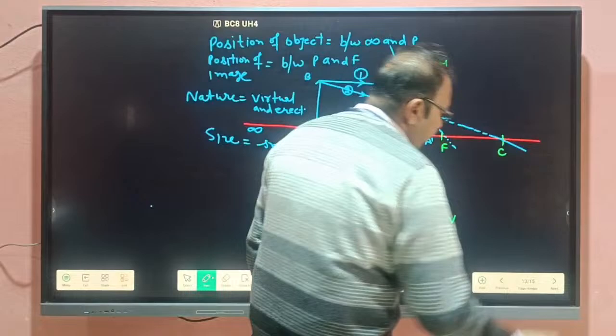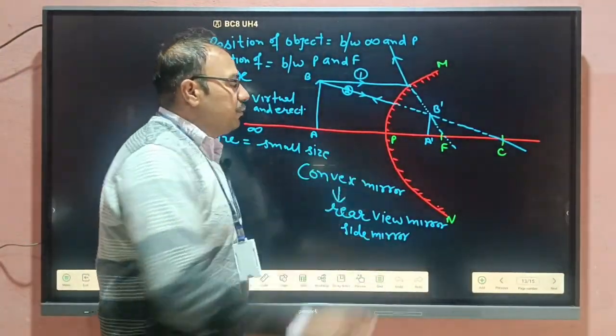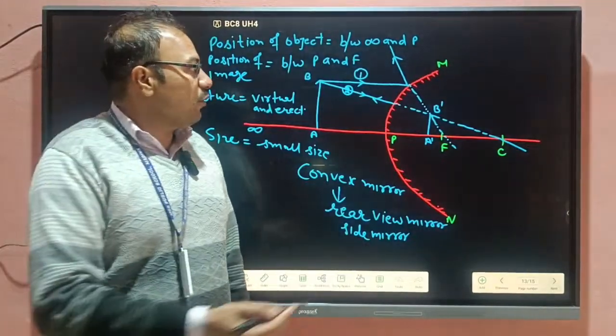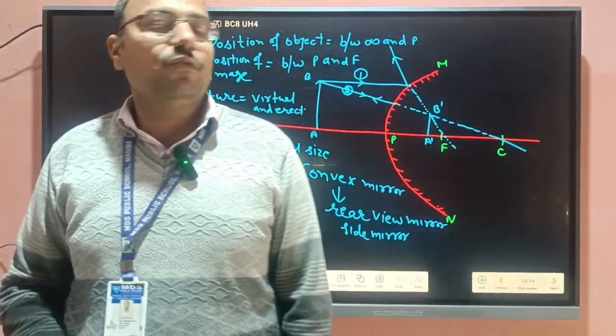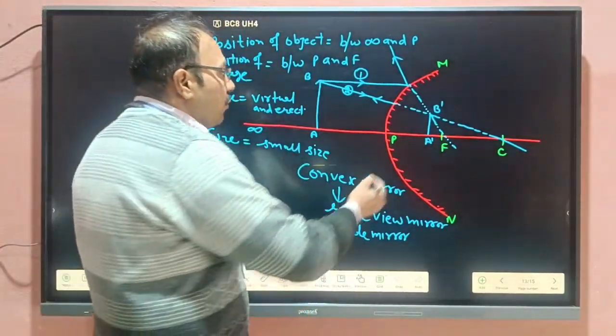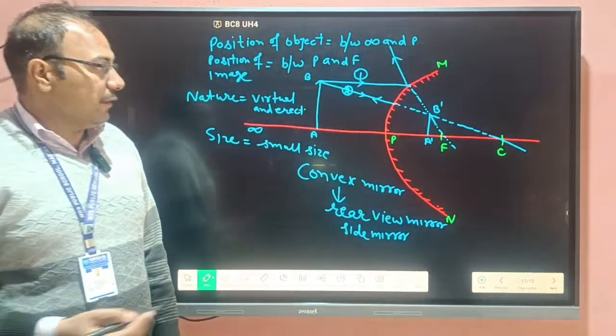And in the next case, we put the object beyond the pole. When we put the object beyond the pole, the image forms between P and F. What is P here? P is the pole, and F is the focus. This image is small in size, and its nature is virtual and erect.